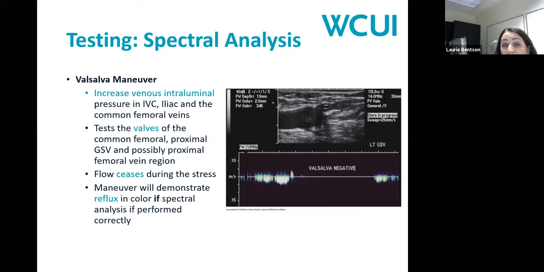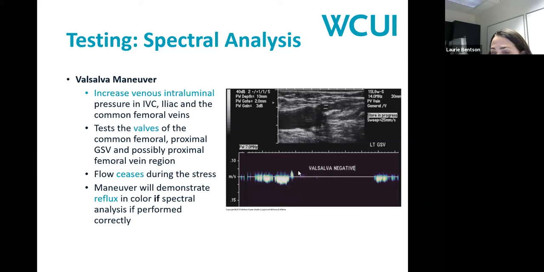The Valsalva maneuver is really important to assess the valve function in the groin. It doesn't work for us in the mid to distal or mid lower leg. It's not effective, but in the groin, it's certainly effective, and we definitely want to attempt to use it. Sometimes our patients cannot do it though, so we really need to practice with them, coach them through it. What it's doing is increasing the venous intraluminal pressure in the inferior vena cava, iliac, and common femoral veins. And again, it's testing the valves.